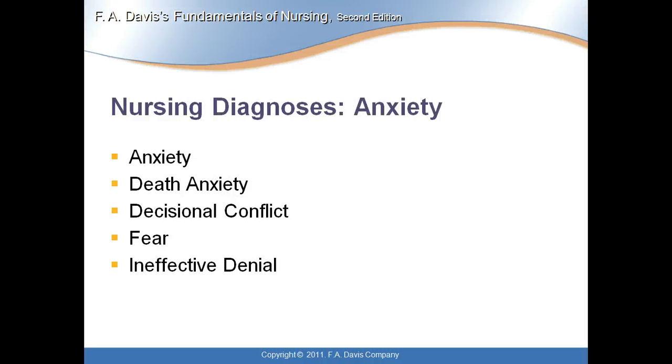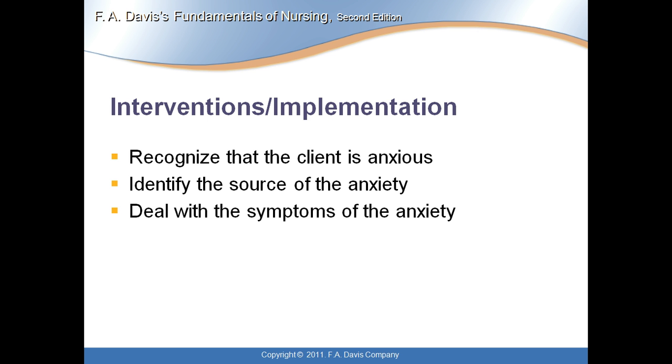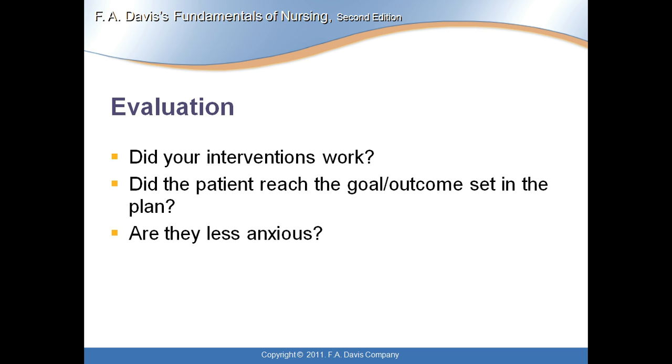For a nursing diagnosis for anxiety, you have anxiety, death anxiety, decisional conflict, fear, and ineffective denial. And for planning, you can turn to page 199, and that would be to relieve the anxiety and relieve all these symptoms here. Interventions would be to recognize that the client or patient is anxious, identify the source of the anxiety, and deal with the symptoms of anxiety. For evaluation, did the interventions work? Did the patient reach the goal or outcome set in the plan, or are they less anxious?